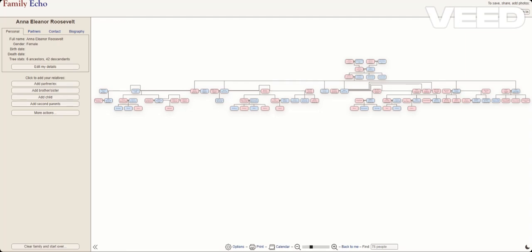Today I made a family tree for Eleanor Roosevelt. As you can see, it's huge. So let's start, and not make the video too long.